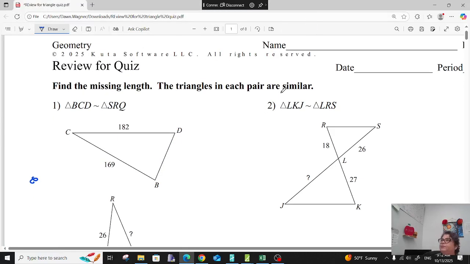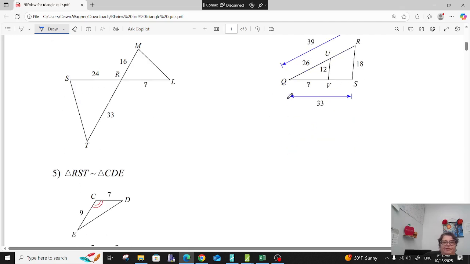Okay, so which one of these do you want me to go over? Okay, so you want me to do the word problems.